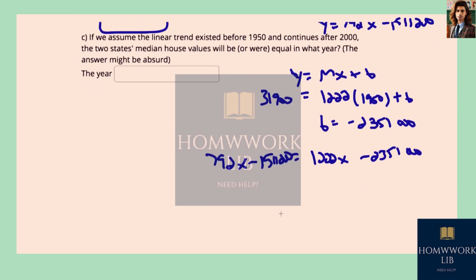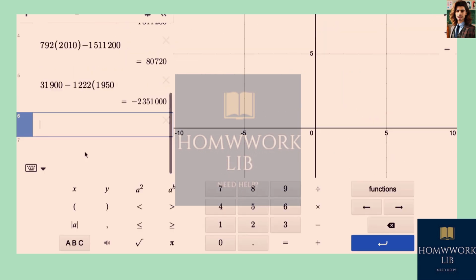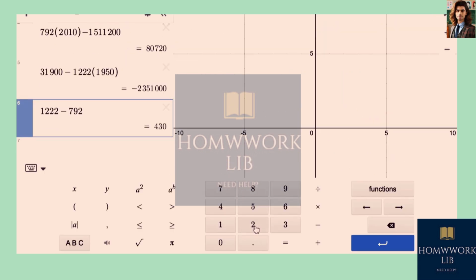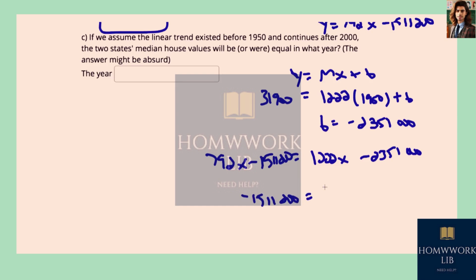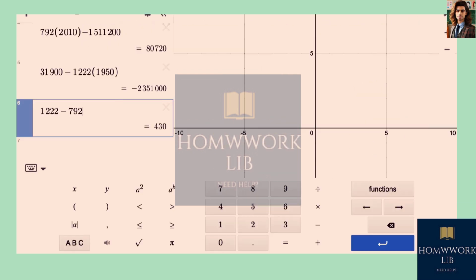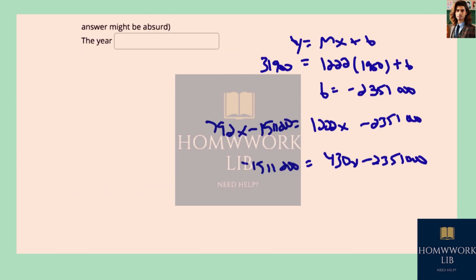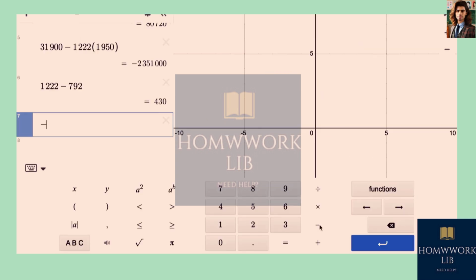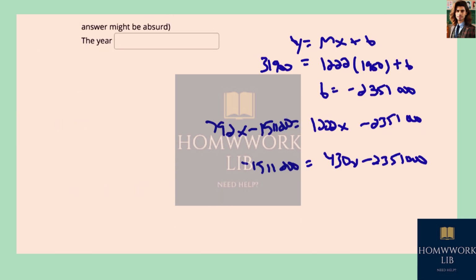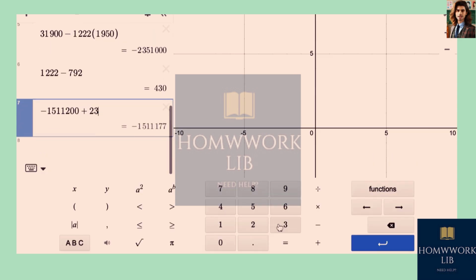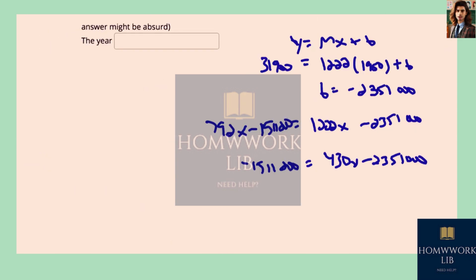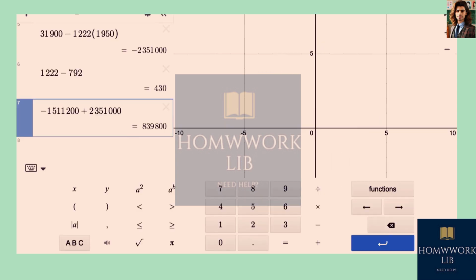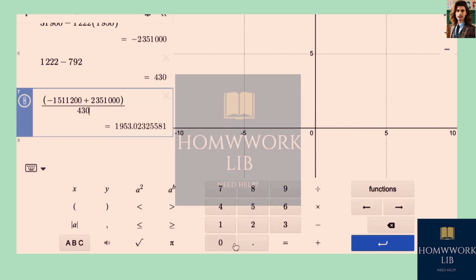Okay, so subtract 792x from both sides, and we get 430x. Now we'll add 2,351,000 to the negative 1,511,200, and we get 839,800. We'll divide that by 430, and we get 1953.